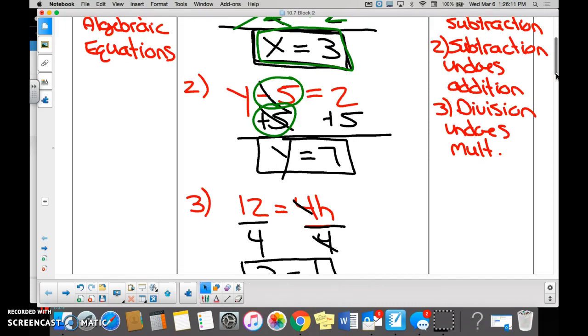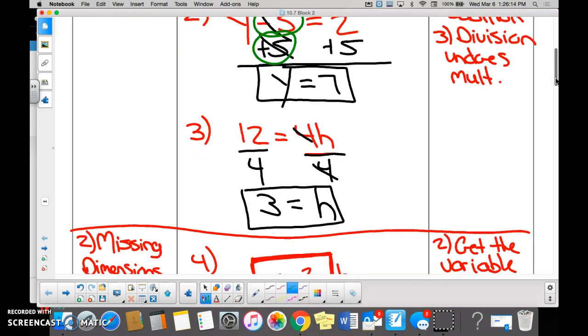Okay, I'm going to move to 3. Number 3, we had 4h equals 12. We want to get h by itself. How do you undo this multiplication problem? Division. To get the h by itself, right?